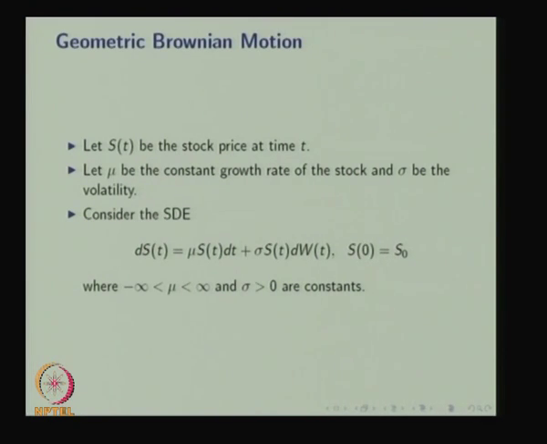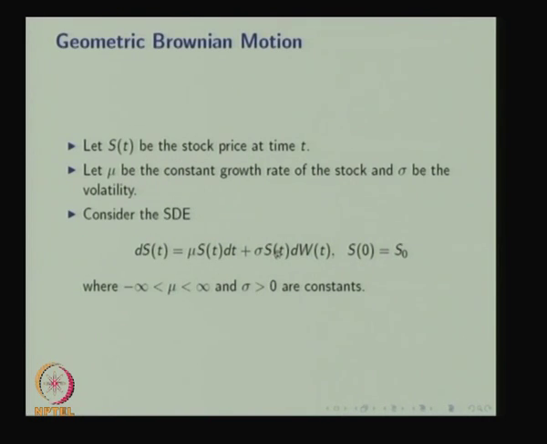The first model is nothing but the Black-Scholes model. Let S_t be the stock price at time t, mu be the constant growth rate of a stock, and sigma be the volatility. Consider the stochastic differential equation dS_t = mu S_t dt + sigma S_t dW_t, where at 0 you know the value, that is S_0.